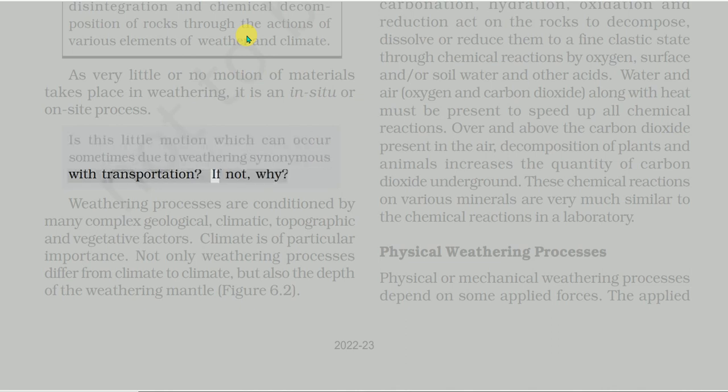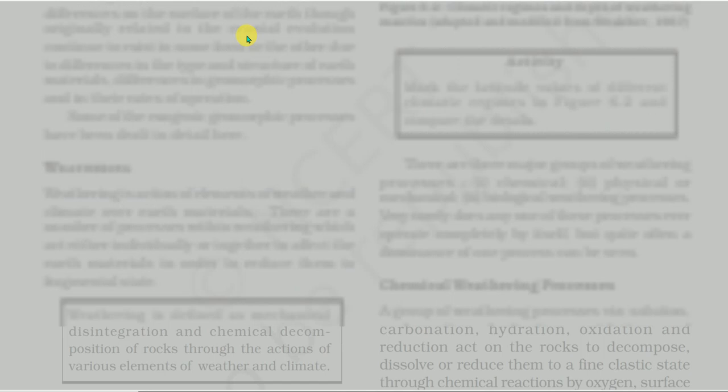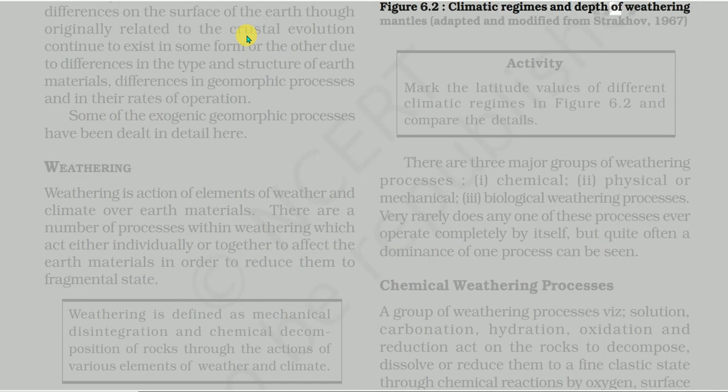If not, why? Weathering processes are conditioned by many complex geological, climatic, topographic and vegetative factors. Climate is of particular importance. Not only weathering processes differ from climate to climate, but also the depth of the weathering mantle, Figure 6.2. Figure 6.2, climatic regimes and depth of weathering mantles, adapted and modified from Strakhov, 1967. Activity. Mark the latitude values of different climatic regimes in Figure 6.2 and compare the details.